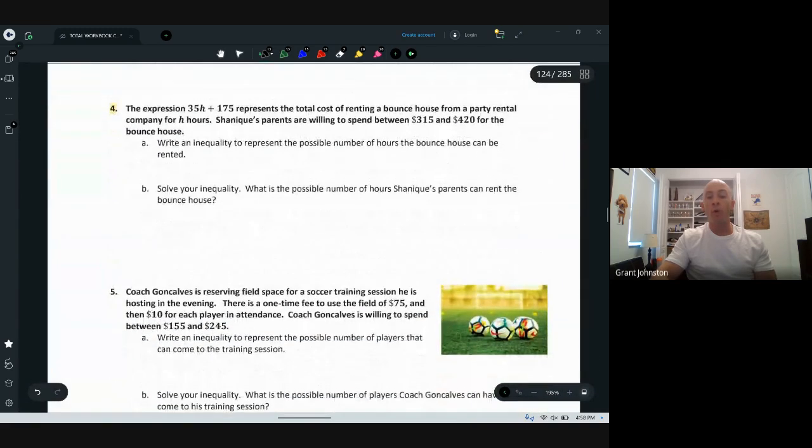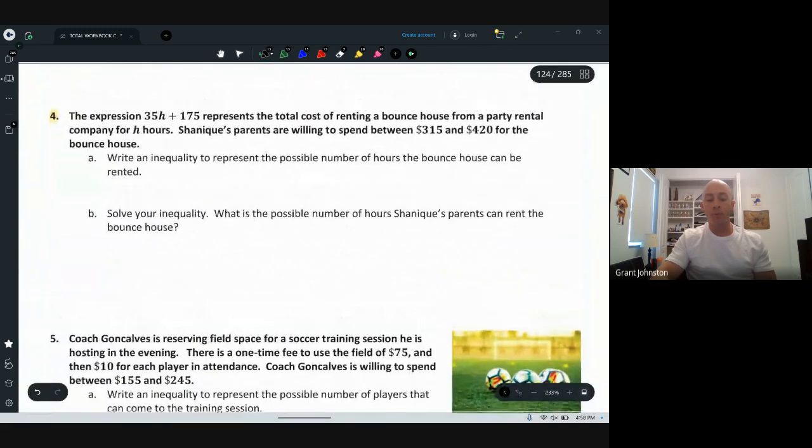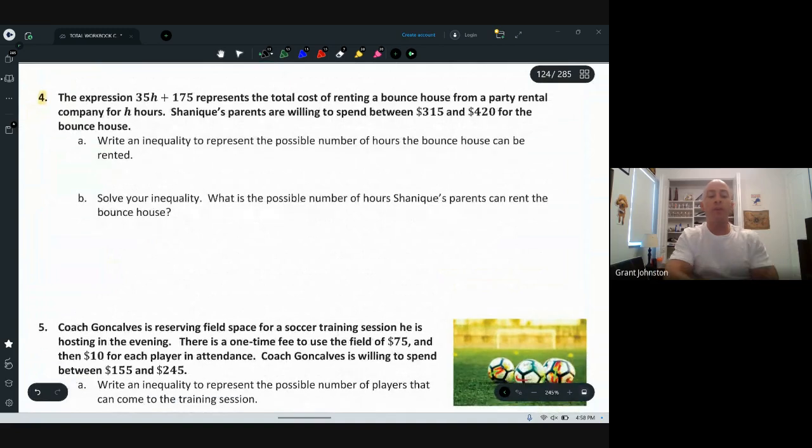Let me show you a word problem. Number 4 says the expression 35h plus 175 represents the total cost of renting a bounce house from a party rental company for h hours. Shanique's parents are willing to spend between $315 and $420 for the bounce house. A says write an inequality to represent the possible number of hours the bounce house can be rented. Okay.